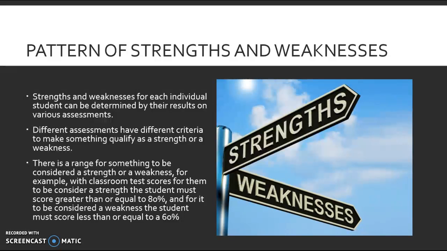For example, the classroom test score. To be considered a strength, the student must score greater than or equal to 80%, and for it to be considered a weakness, the student must score less than or equal to 60.